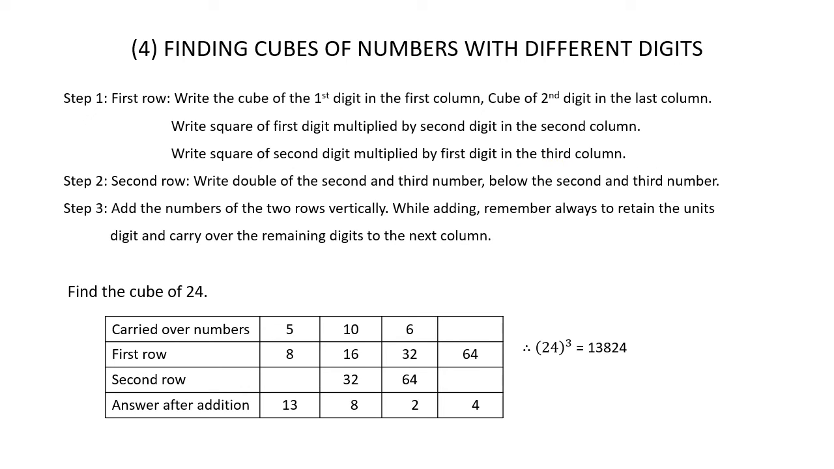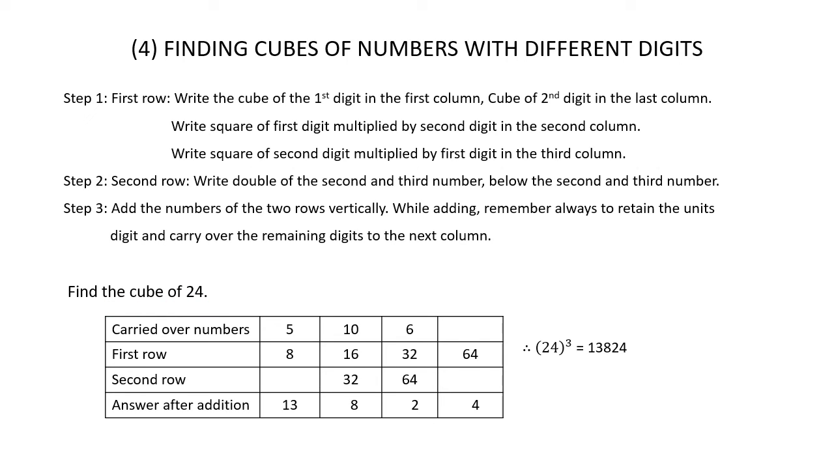In the next step, write double of the second and third numbers below the second and third numbers. In step 3, add the numbers of the two rows vertically. While adding, remember always to retain the units digit and carry over the remaining digits to the next column. Let's understand this with an example. Find the cube of 24.